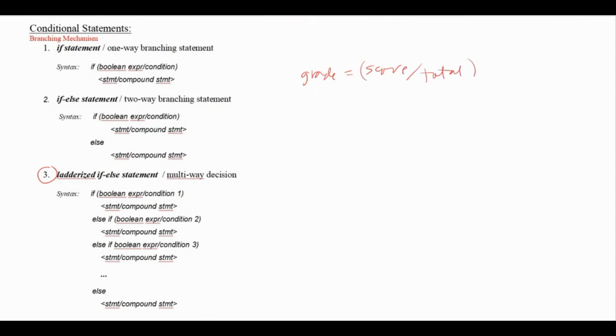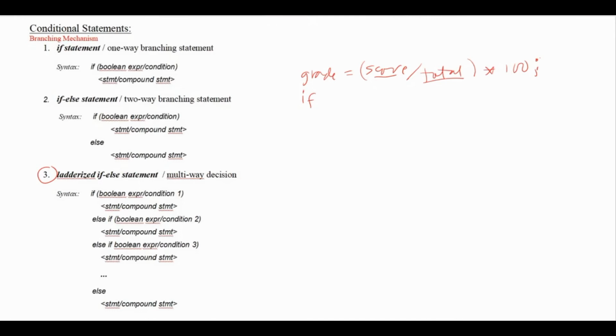Okay, so the score obtained by the student in the exam over the total points times 100. So that is how grade is computed. And we then let the program determine the remark for the grade.